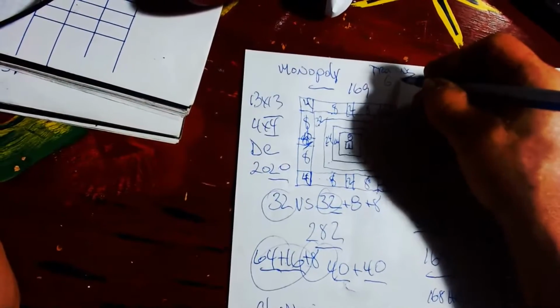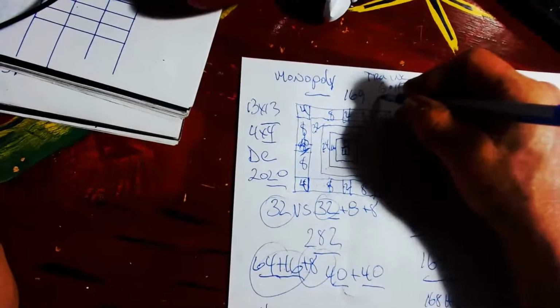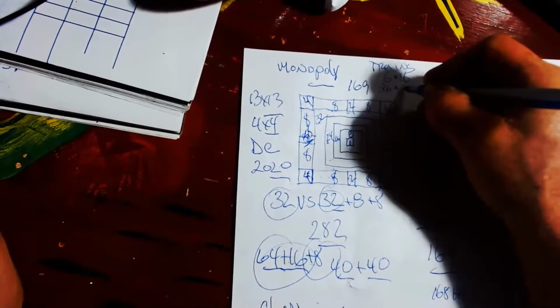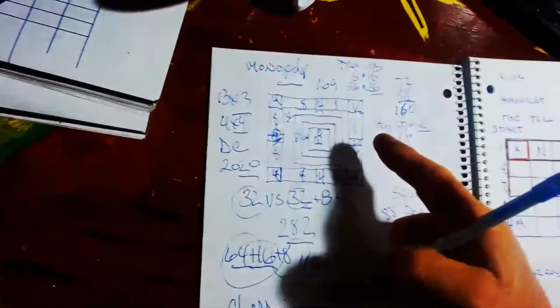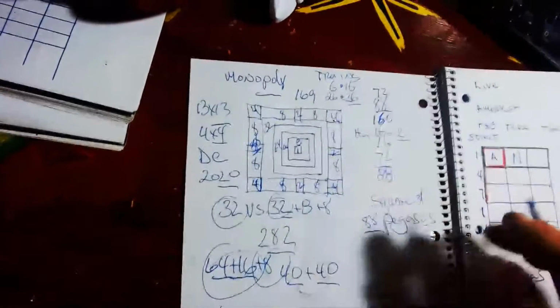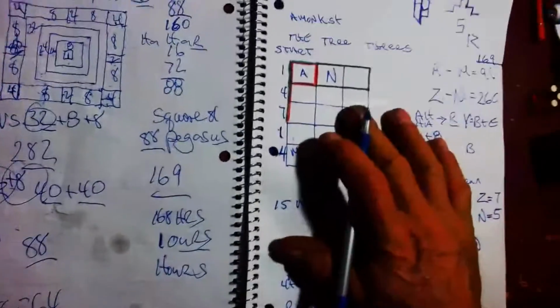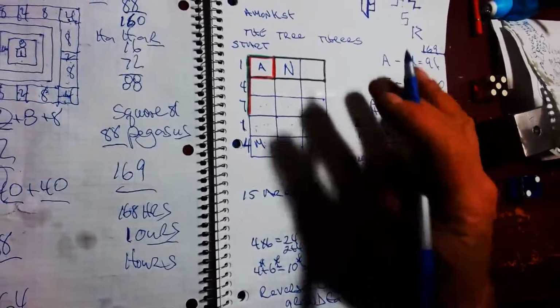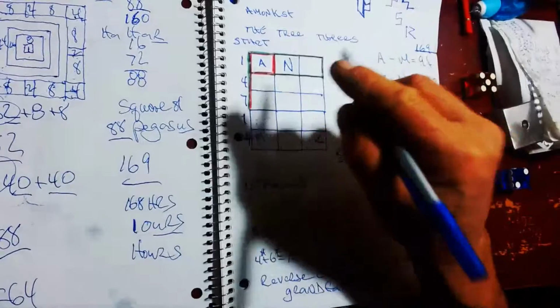6, 16, 26, 36. Those are all the trains, Pennsylvania Avenue, Reading. I don't remember the rest. So we were working on the reverse alphabet, but the actual reverse alphabet, right?